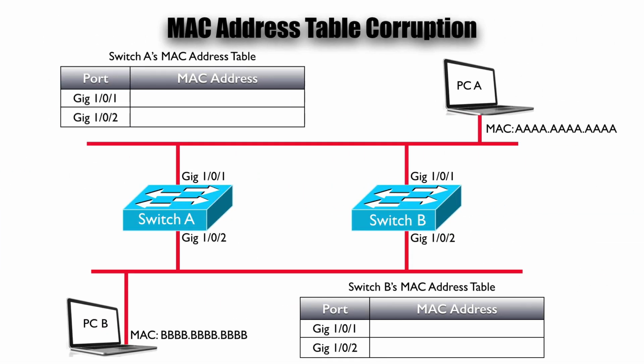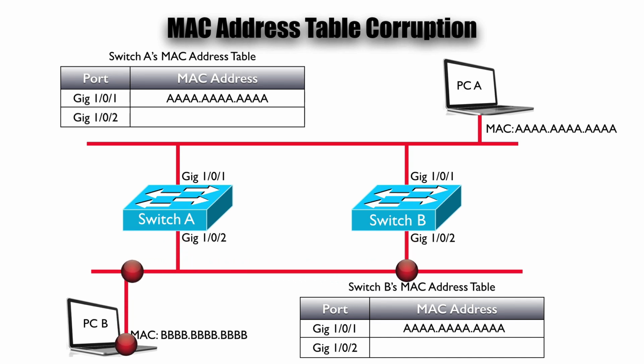One thing is MAC address table corruption. Consider PCA on screen. Let's say that it has a MAC address of all A's. And when it sends a frame out on this segment, that frame goes into the top ports of switches A and B, and they populate their MAC address table. They say that the all A's MAC address lives off of gigabit 1/0/1. And then the frame gets forwarded down to the bottom segment, going down to PCB.